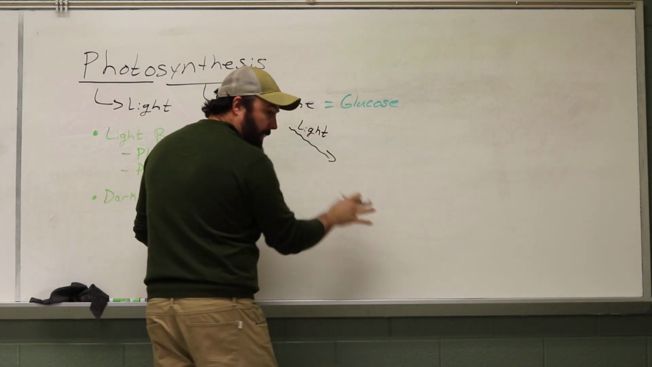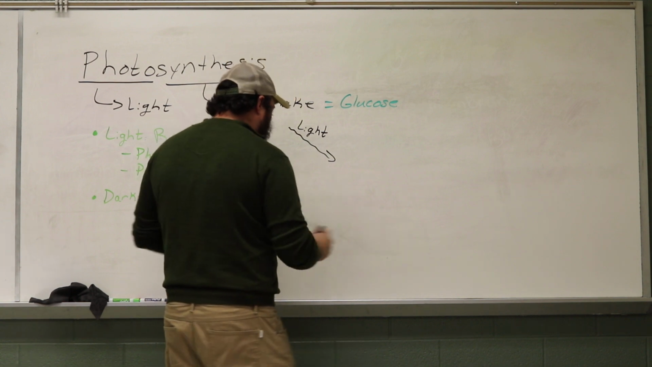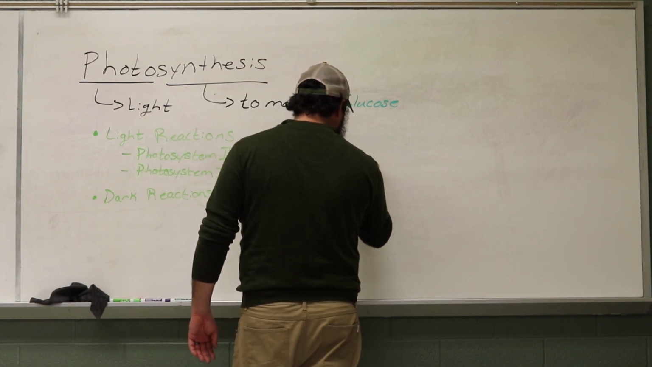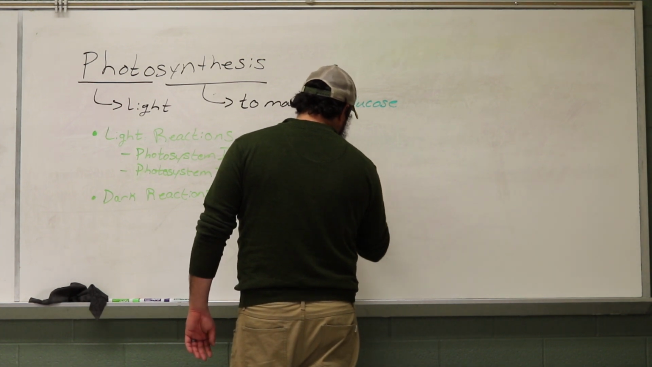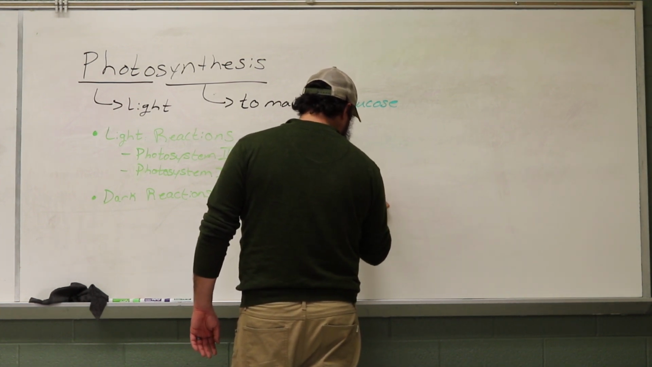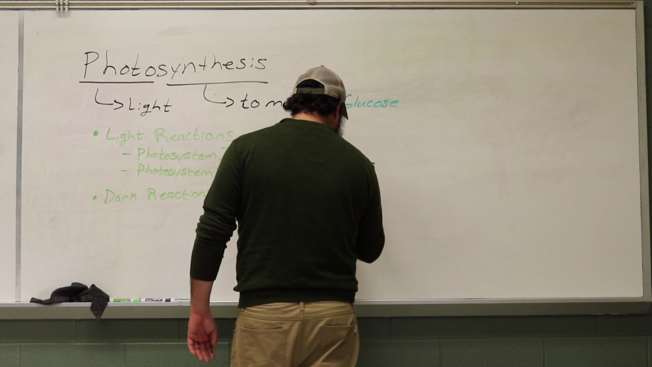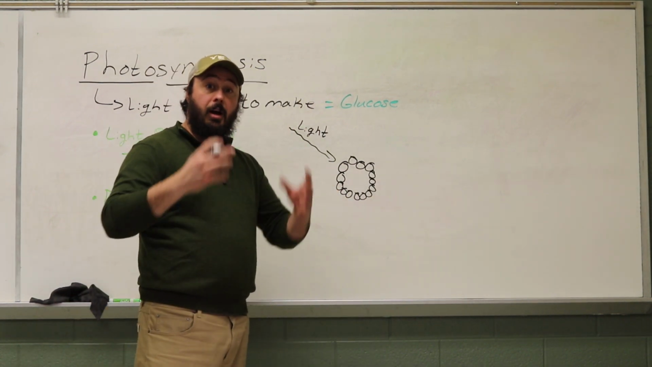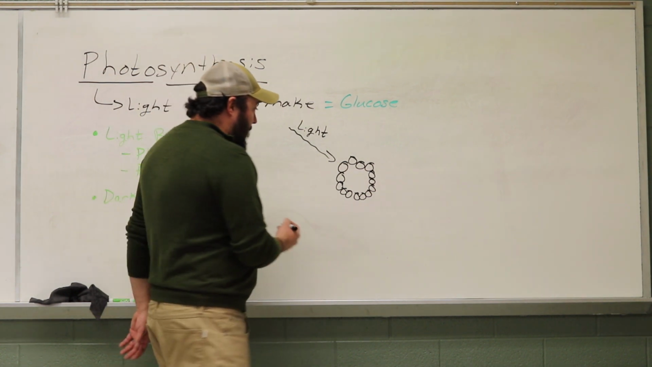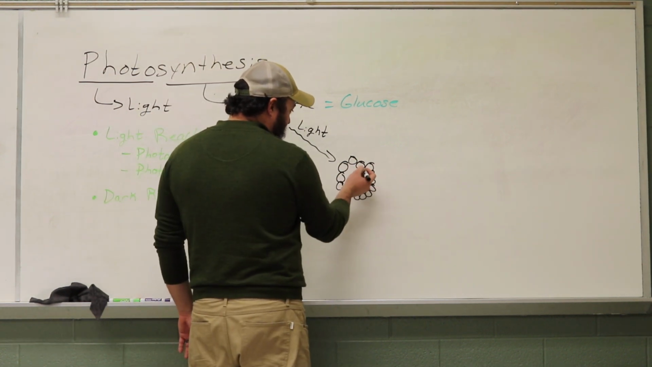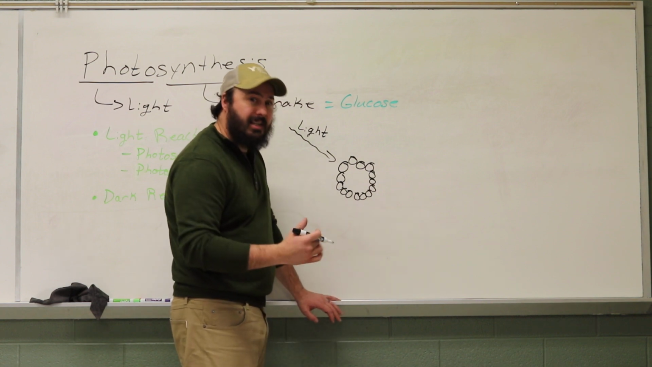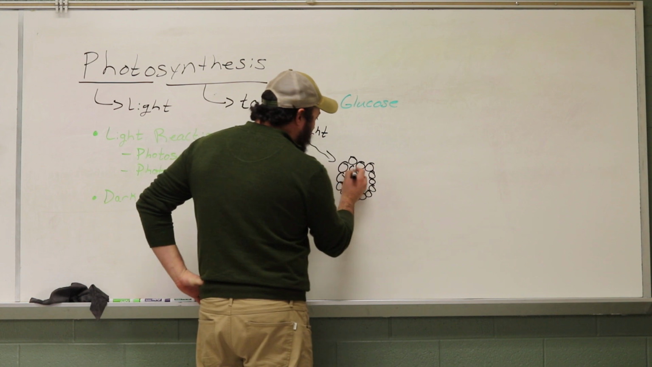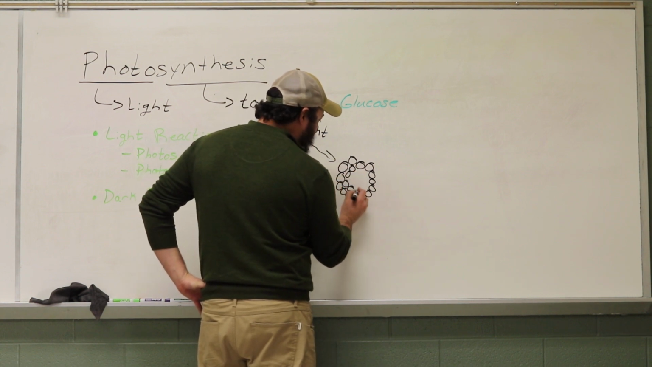So light is coming in, and it's going to these little complexes within the cell. These are in the chloroplast. The chloroplast is the organelle that carries out photosynthesis in plants. What these are on the outside are called antenna pigments. Like the antenna on your radio, it directs the signal. So these are all going to direct the light signal.